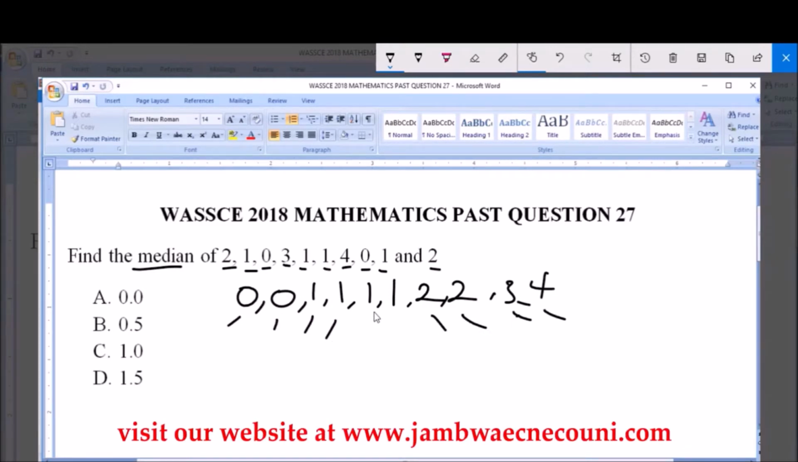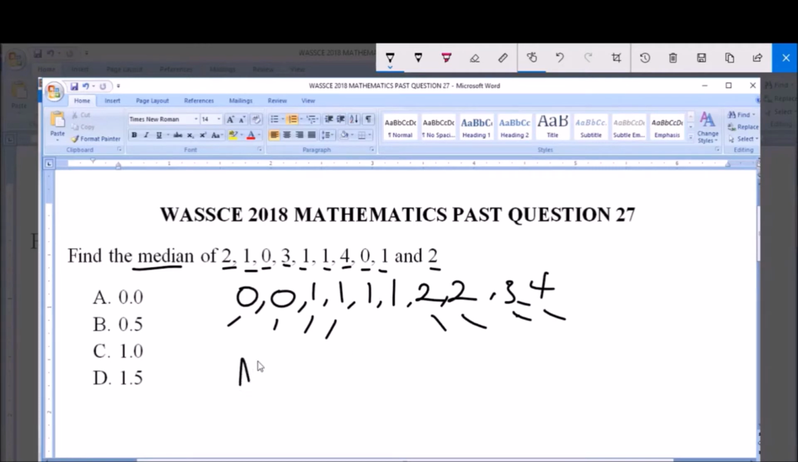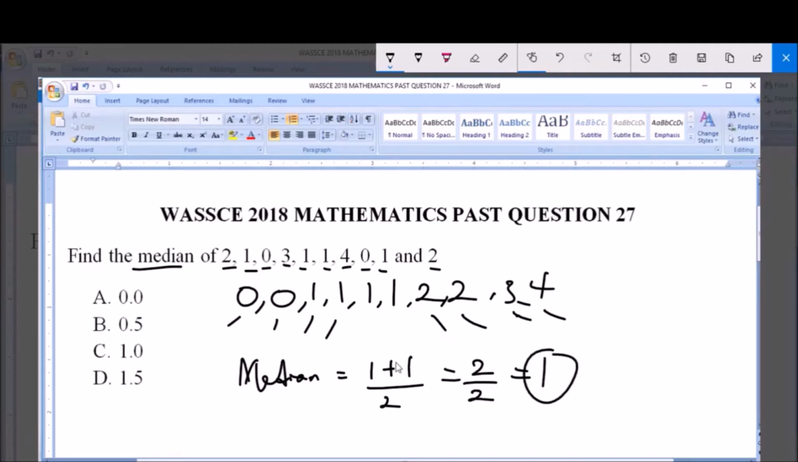Now we have 2 in the middle, that is 1 and 1. So we pick these as our medians and say median is equal to 1 plus 1, since it's 2 variables we're having now, 1 and 1. 1 plus 1 all over 2, and this is equal to 2 all over 2, which is equal to 1. So therefore the median of this data is 1, and that is option C, 1.